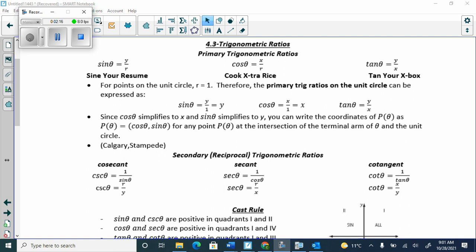And then on the unit circle we have tan. Tan is y divided by x because there is no r in tan your x box. So if I want anything off the unit circle in tan form, I have to take the y and divide it by the x every single time. So your unit circle will give you all your trig ratios. It'll give you cos because it's x, sine because it's y, and tan you get by doing y divided by x. Okay?